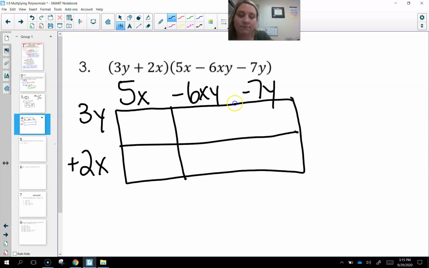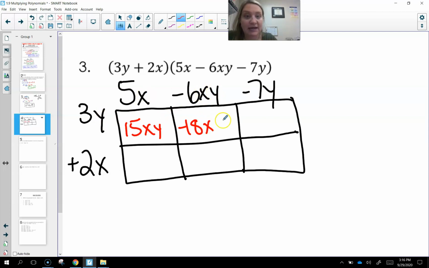All right. So now we're going to multiply using my table. So here, 3y times 5x. Well, 3 times 5 gives me 15, and then xy just stays xy. All right, we're going to do the next column. So we have 3 times negative 6 gives me negative 18. There is just one x, so that's going to stay. But look, I have y times y. That gives me a y squared.